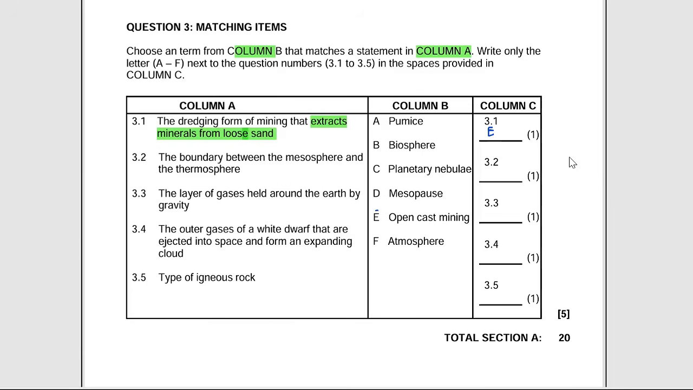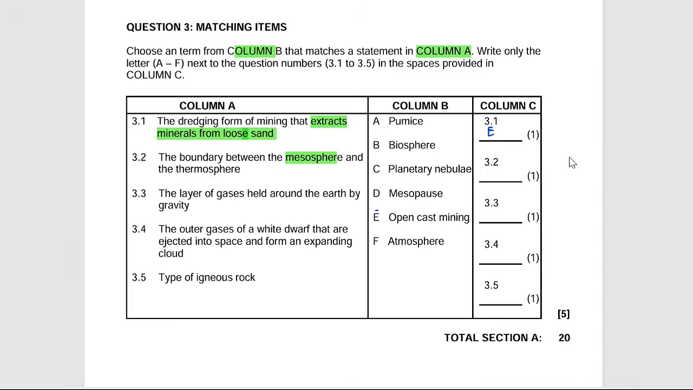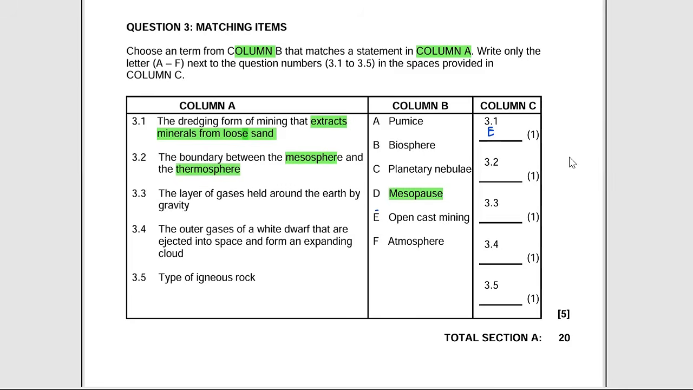Then it says here the boundary between the mesosphere and the thermosphere. What is it called there? The boundary between the mesosphere and the thermosphere is called the mesopause, right? This is going to be our option there. So option there is going to be our option D for this one, right? So it's going to be our mesopause, D.